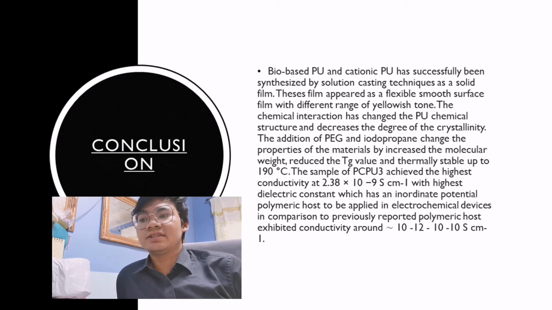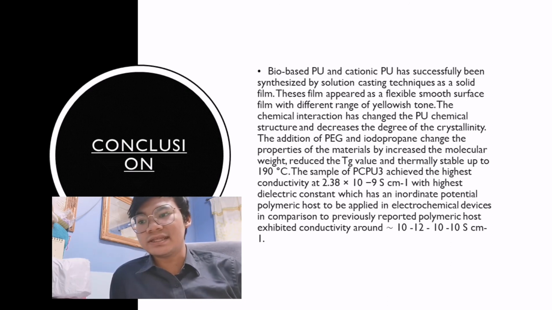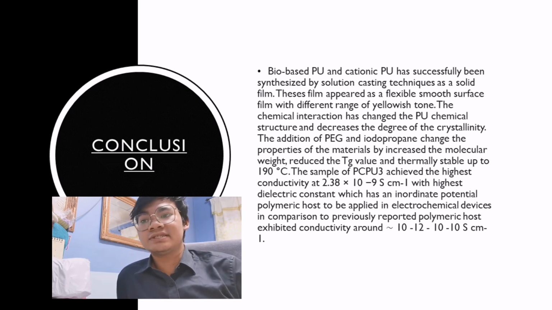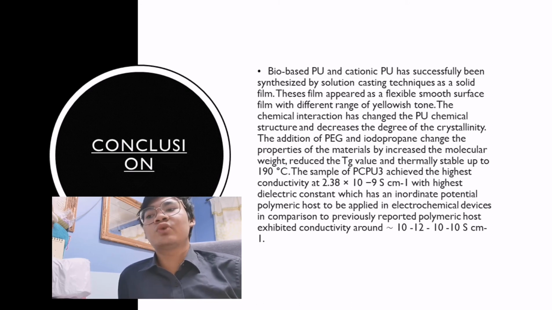The chemical interaction has changed the PU chemical structure and decreased the degree of crystallinity. The addition of PEG and iodopropane changed the properties of the materials by increasing the molecular weight, reducing the Tg value, and making it thermally stable up to 190 degrees Celsius.